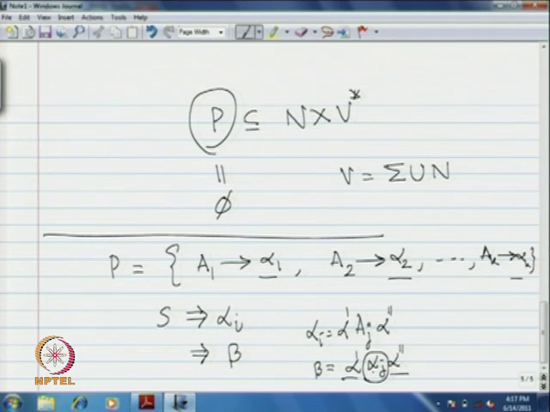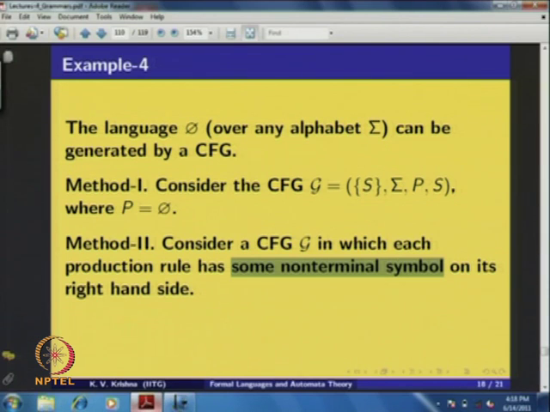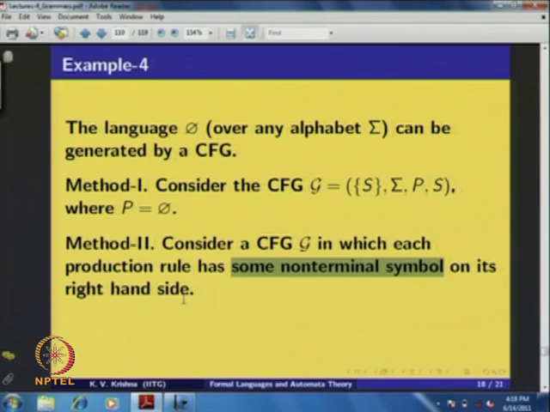Now, since in alpha j there is a non-terminal symbol, if you choose and substitute and continue like this, every time you observe that there is one non-terminal symbol in each step. So you continue to have a non-terminal symbol always, and thus any derivation that you start will never terminate. Thus no terminal string can be generated using this grammar, and this CFG with this property will derive only the empty set.